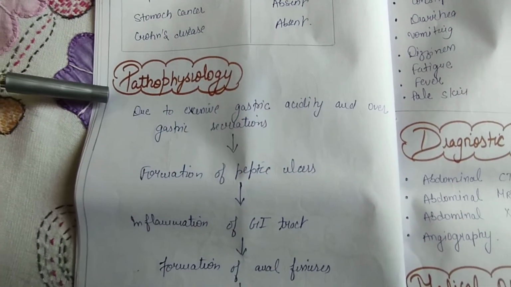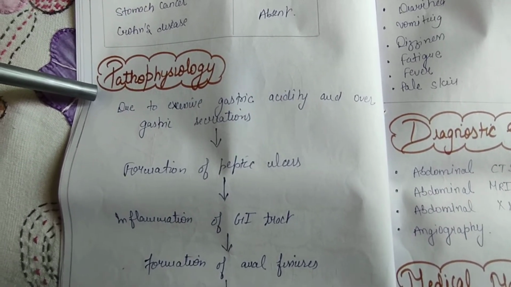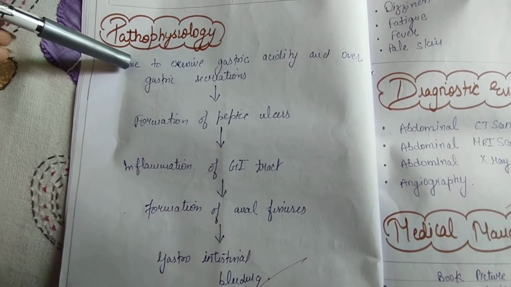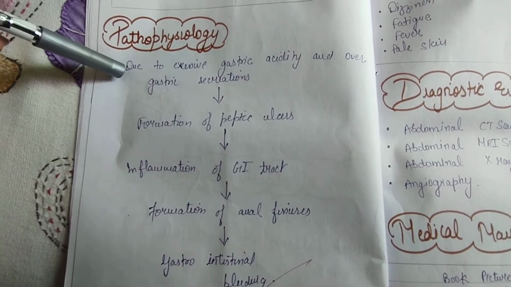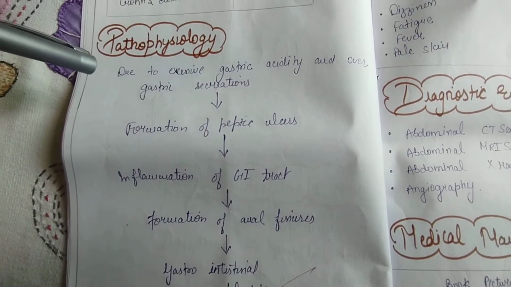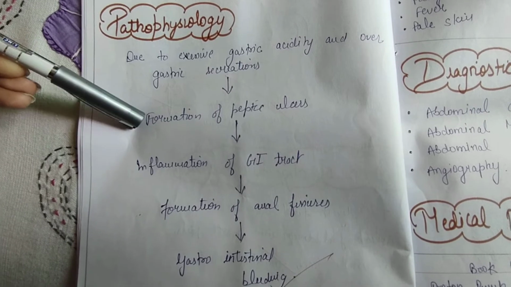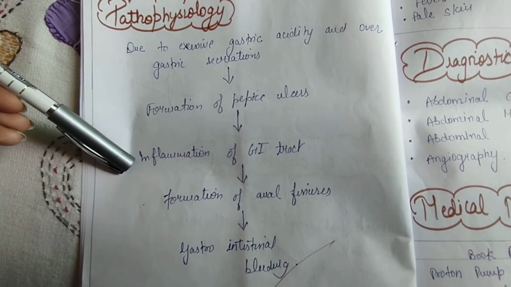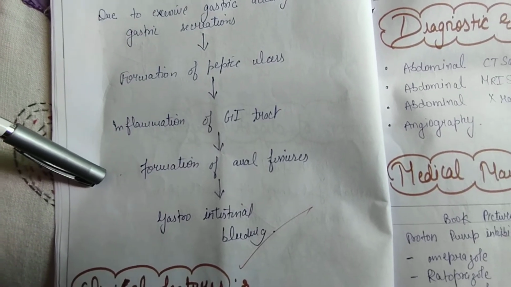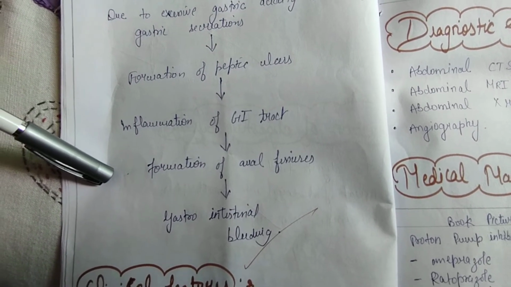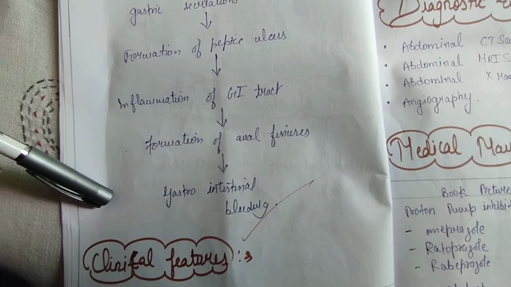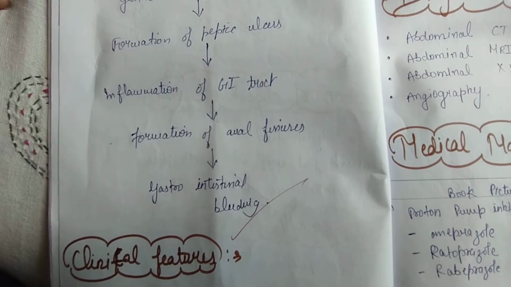Then you must define the pathophysiology of the disease on which you are making your case presentation. First of all, due to gastric acidity or excess gastric secretions, there is a formation of peptic ulcer in the stomach. Due to the peptic ulcer, inflammation spreads into the GI tract. After inflammation, anal fissures and ulcers form in the anus. Then gastrointestinal bleeding happens at the end.